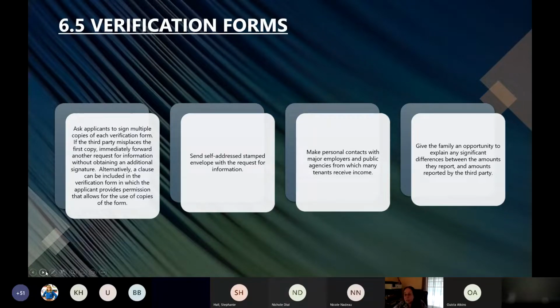Give the family an opportunity to explain any significant differences between the amounts that they report and the amount reported by the third party. They said they made $9,000 a year. You get the verification and it says they make $23,000 a year. What's up?